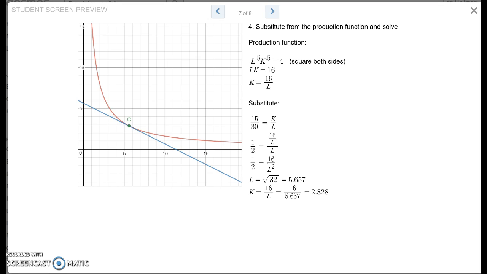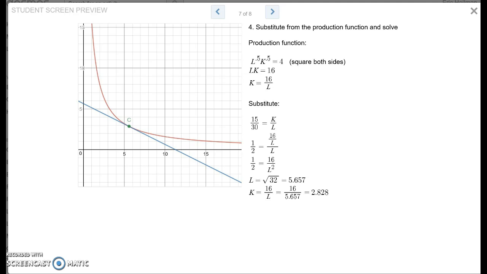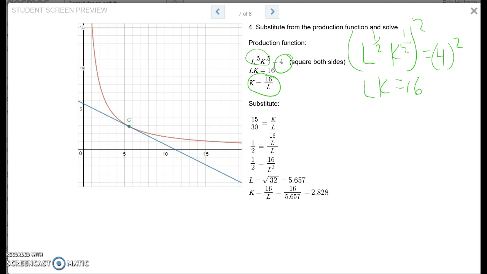So the first thing I'm going to do here, so remember we were told that we wanted to produce 4 units of output in the beginning of the problem, and this is just the quantity equation. To clear these 0.5s, I'm just going to square both sides. Remember, 0.5 power is the same thing as the 1/2 power, which is the same thing as square root. So to get rid of them, I just need to square both sides. And then when you solve that, you get K is equal to 16 over L.